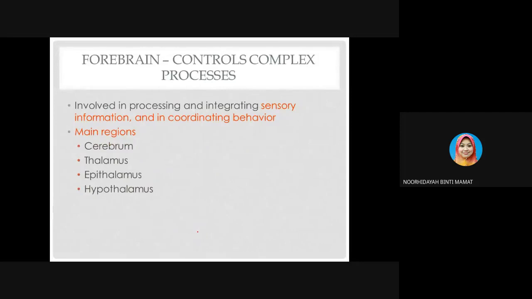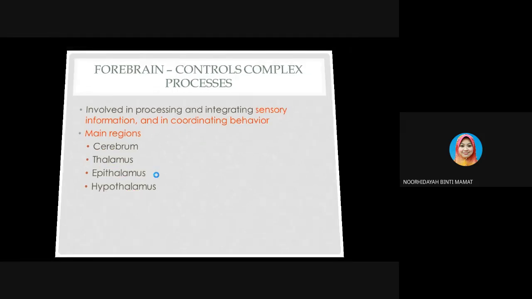Okay, so we move to the forebrain. The forebrain actually functions to control complex processes. It is involved in processing and integrating sensory information and also in coordinating behavior. In the forebrain, there are four regions: the cerebrum, the thalamus, the epithalamus, and the hypothalamus. This is why mammals have a very big forebrain structure, because it contains these four very important regions.